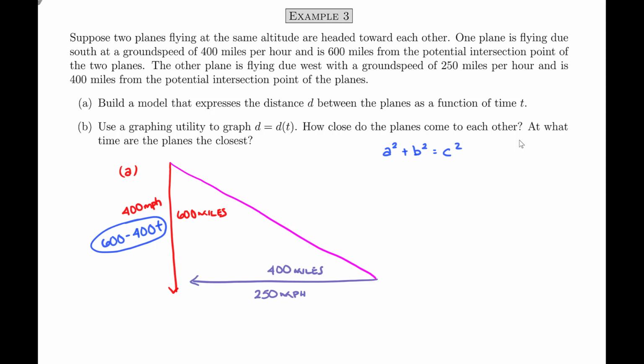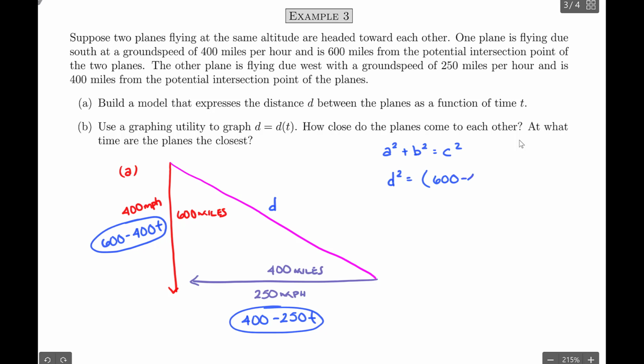The same is true for the plane that's flying west. It's 400 miles minus 250 miles per hour at any given point in time. So that gives us the legs of our triangle. C is the distance, so we have d squared, that's the hypotenuse, is equal to (600 minus 400t) squared. We're just substituting in the length of each leg, and then we have plus (400 minus 250t) squared.